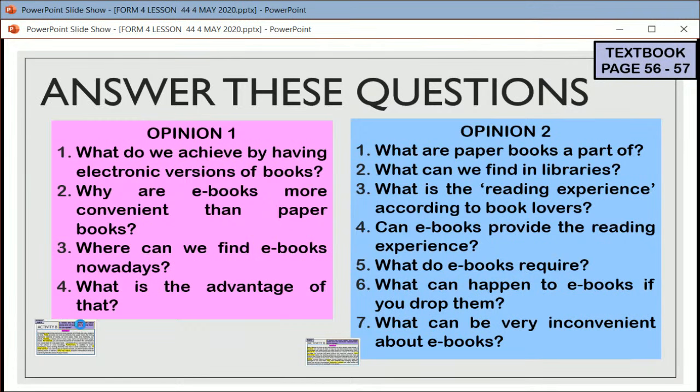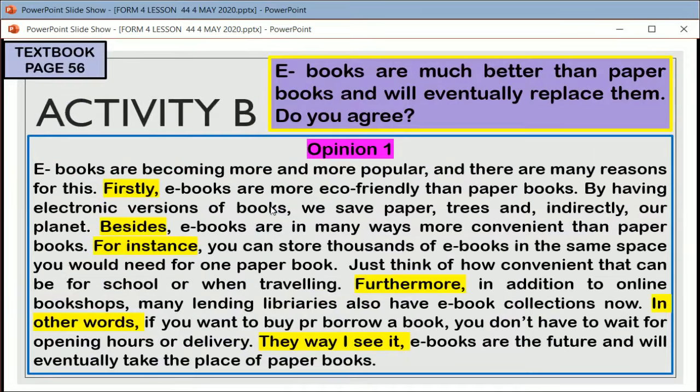So let's look at opinion 1. This is opinion 1. So what do you achieve by having ebooks? What sentence there gives you the answer? The keyword is achieve. Not needing to carry that much weight and space. Okay? All right.